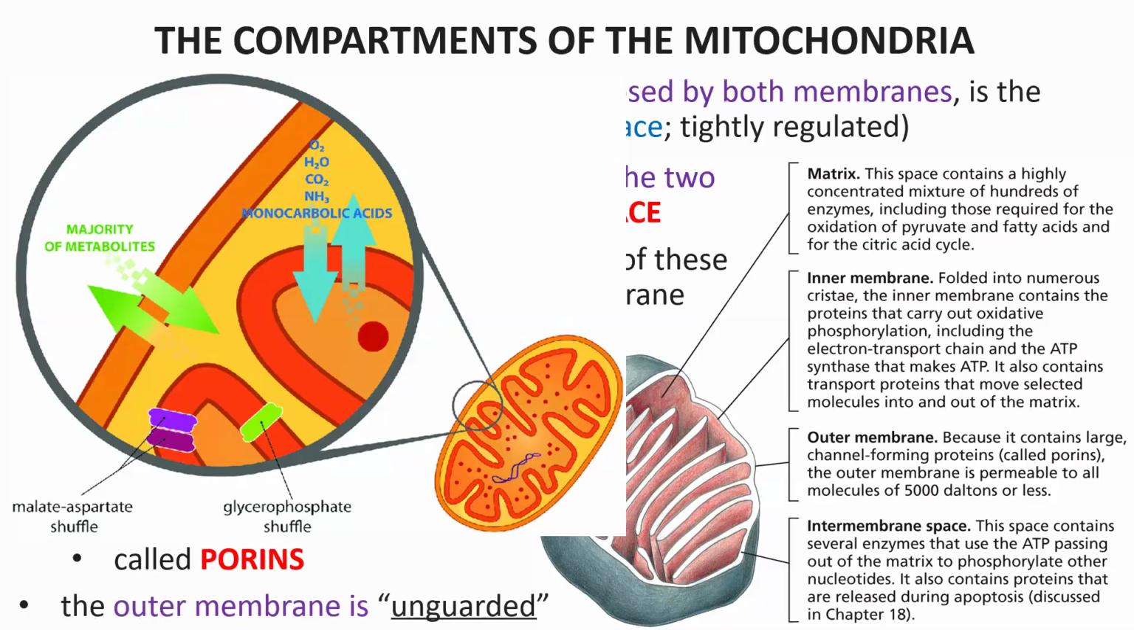The outer membrane is unguarded, meaning the passive diffusion across that membrane isn't nearly as restricted or impermeable as it is for the inner membrane, but it's a membrane. So if you're charged, you can't get through. If you're very large and partially charged, you can't get through. Everything you know about the lipid bilayer applies to the outer membrane of the mitochondria as well.